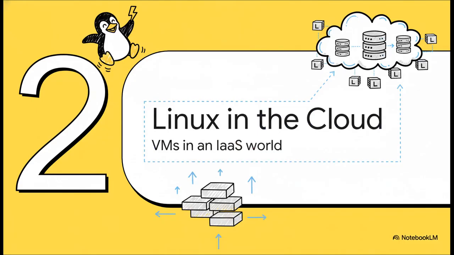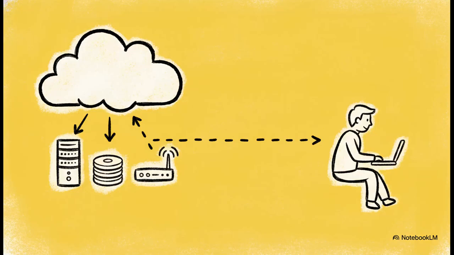Okay, let's pivot and see how this all works in the place you'll see it most often, the cloud. When we talk about Linux in the cloud, we're almost always talking about an infrastructure as a service setup, or IaaS for short. So with IaaS, a cloud provider basically says, hey, we've got these giant data centers full of servers, storage, and networking gear. We'll manage all that physical stuff, including the hypervisors. You just log in over the internet and build whatever virtual machines you need.